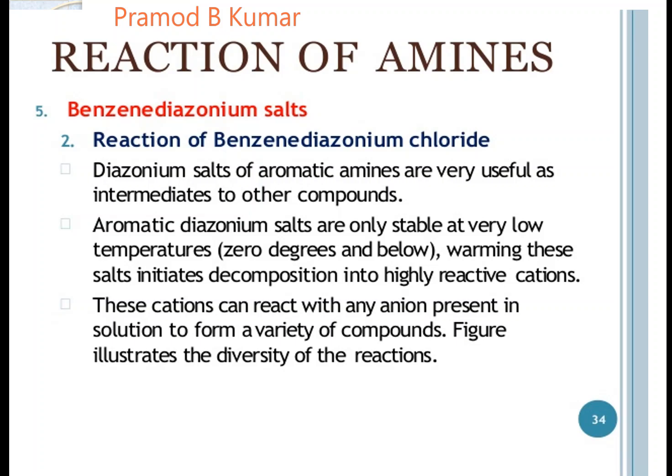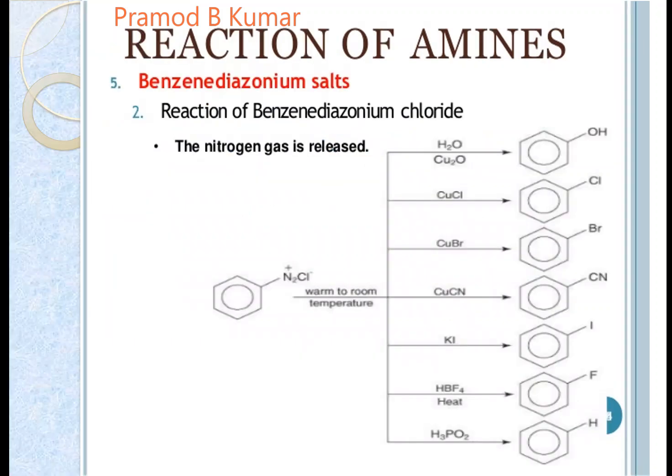This forms a highly reactive cation, that is an electrophile, and the cation reacts with any anion present in the solution to form the corresponding compounds. So these are some of the reactions. That's the reason why the benzenediazonium salt which is formed should be preserved at low temperature, otherwise it decomposes and you don't get a coupling product. So these are some of the reactions observed in the case of diazonium salts.